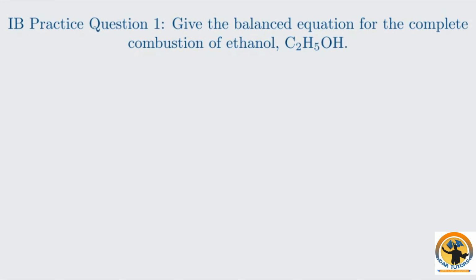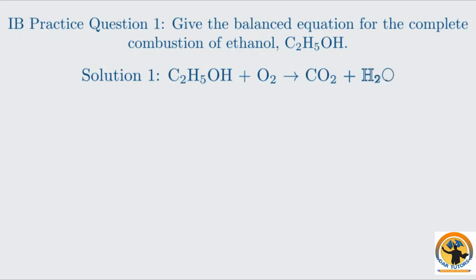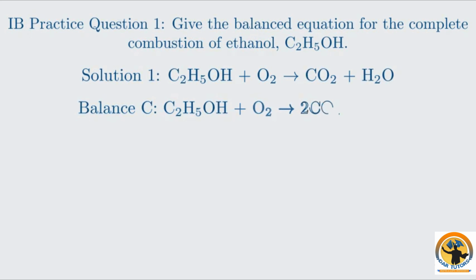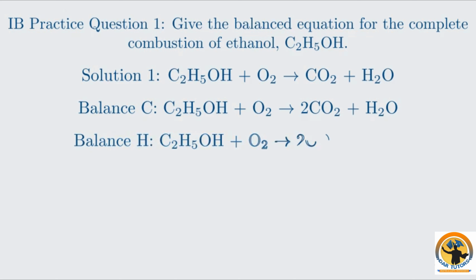Let's work through the solution. First, write the unbalanced reaction. Ethanol plus oxygen gives carbon dioxide and water. Balance the carbon first. We have 2 on the left, so we need 2 CO2 on the right. Next, balance the hydrogen. We have 5 plus 1, which is 6 hydrogens on the left, so we need 3 H2O on the right. Finally, balance the oxygen.